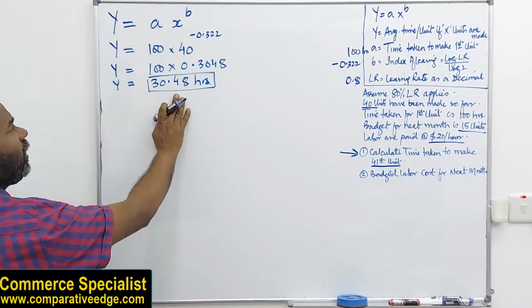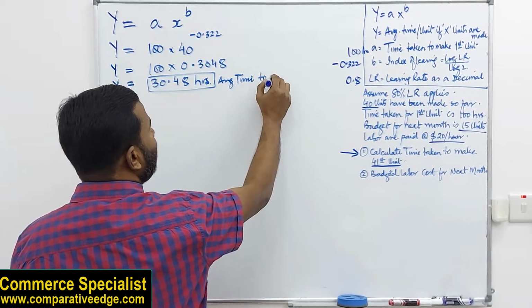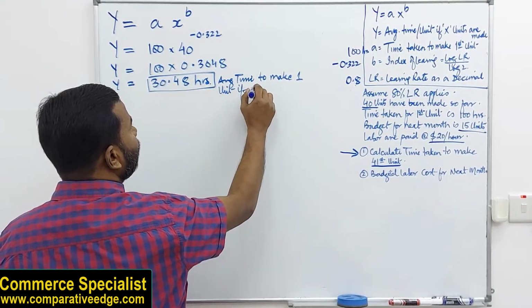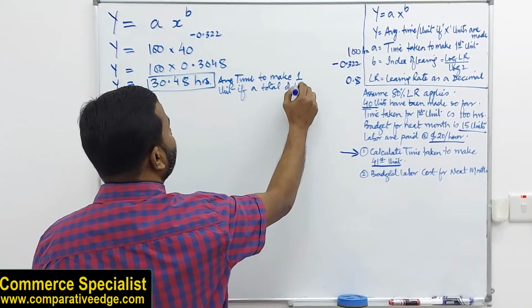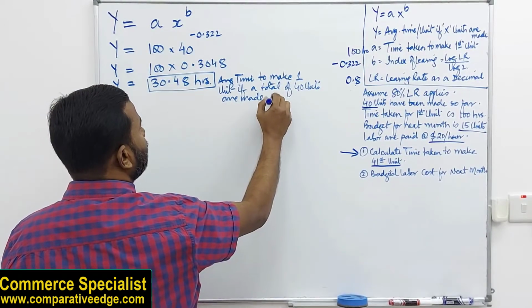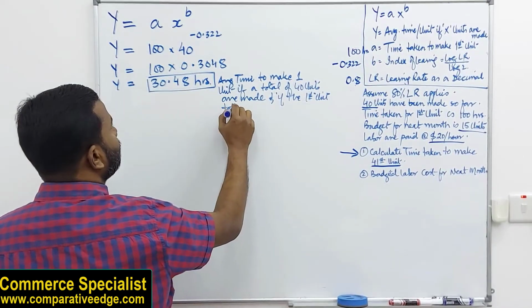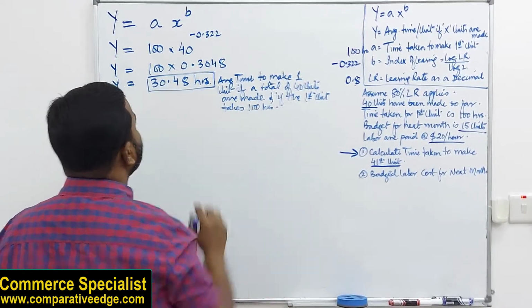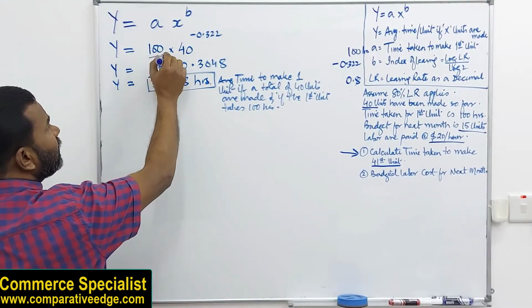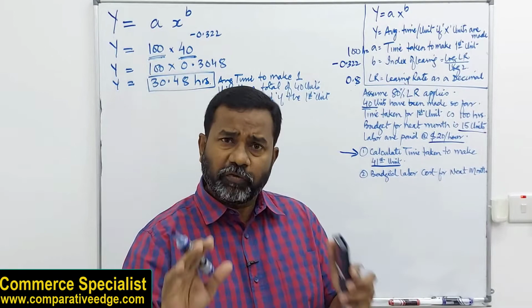Now this 30.48 hours means this is the average time to make 1 unit if a total of 40 units are made and if the first unit takes 100 hours. See, this is the average time to make 1 unit provided the first unit takes 100 hours and we are making 40 units in one go. This is how the formula works.